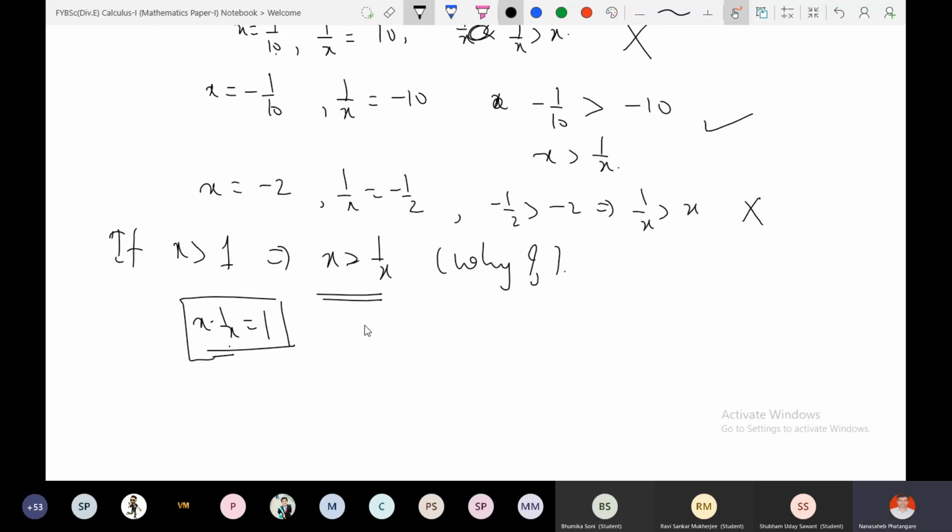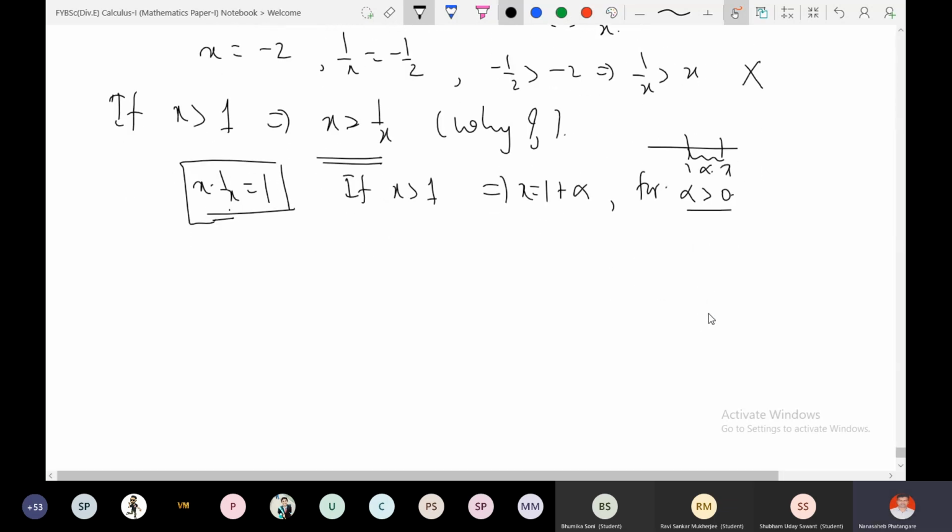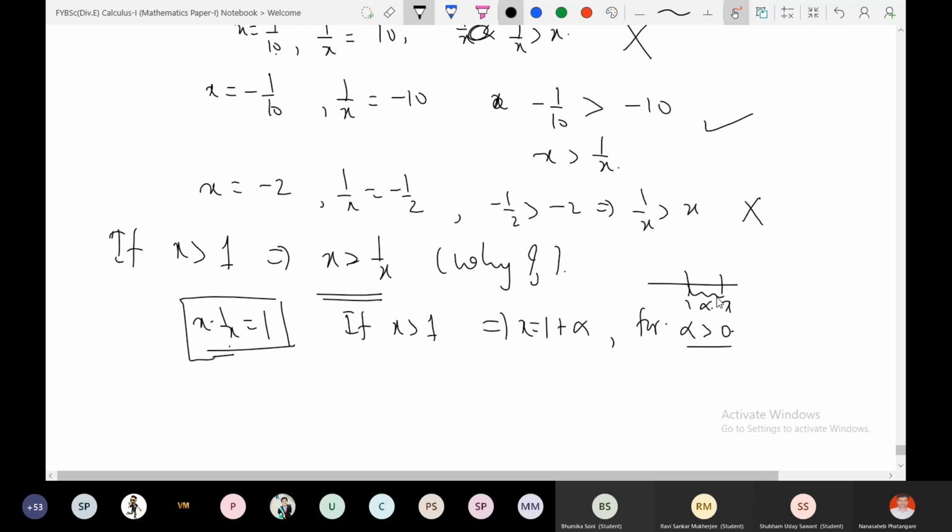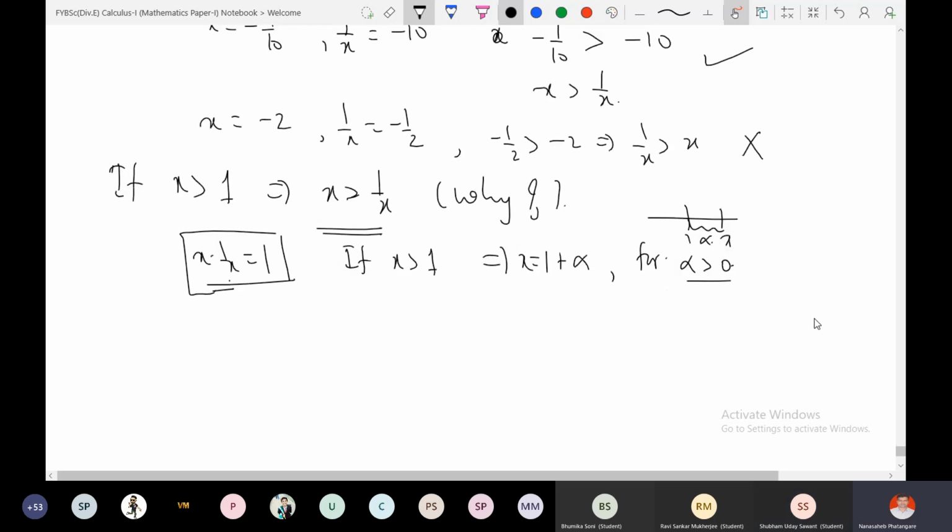x is greater than 1 by x, that you need to prove. So if x is greater than 1, that means x is 1 plus some positive alpha, right? When I say x is greater than 1, then x is 1 plus something, that quantity is alpha. Am I right? Yes, sir. Difference is alpha.